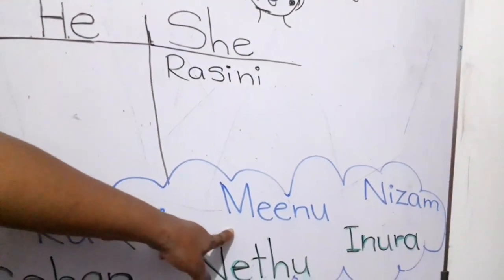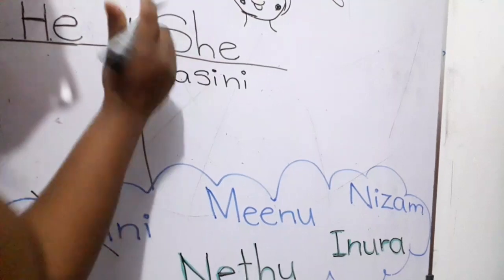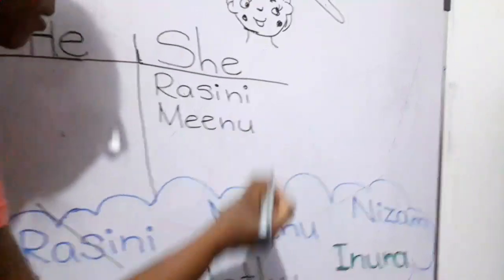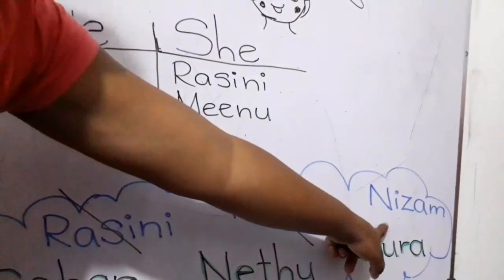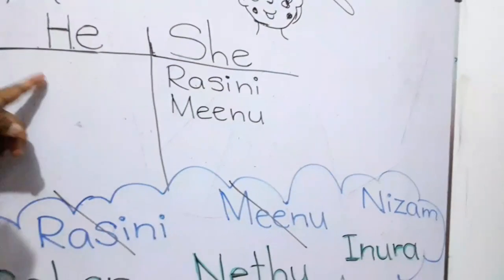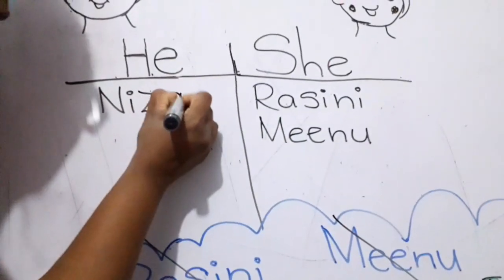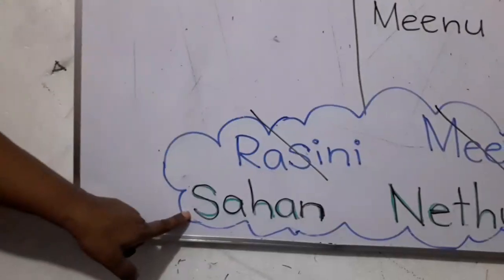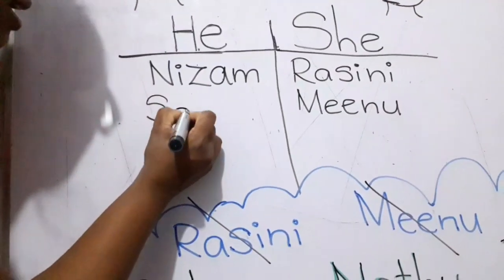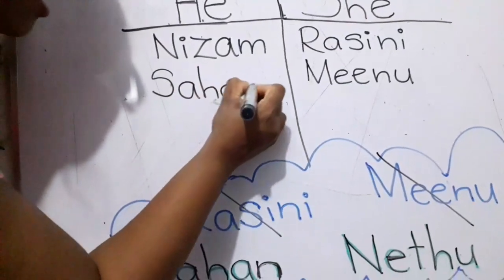Meenu, also a girl. So you have to write it here. Meenu. You can cut this. Then Nizam. Nizam is a boy. So you have to take this name here. Nizam. Can cut it. Then Sahan. Sahan also a boy. So you have to put this name. How do you write Sahan? Sahan. Right? You can cut it.